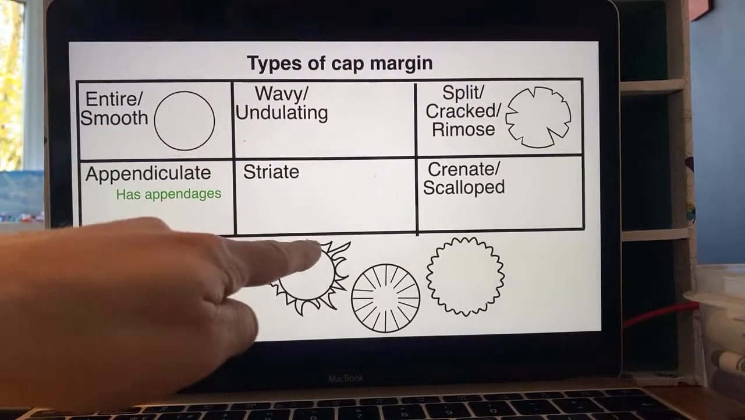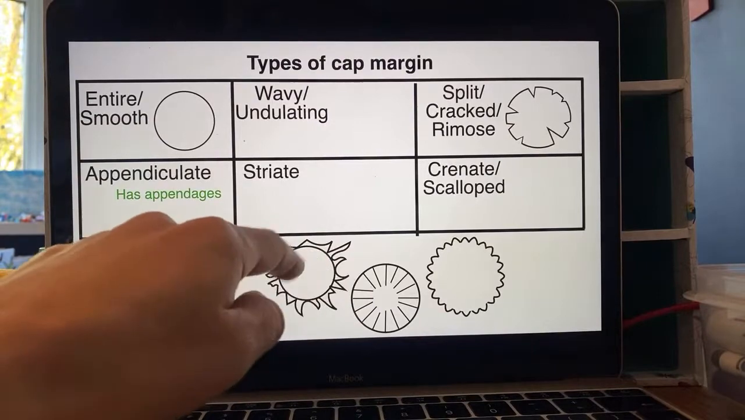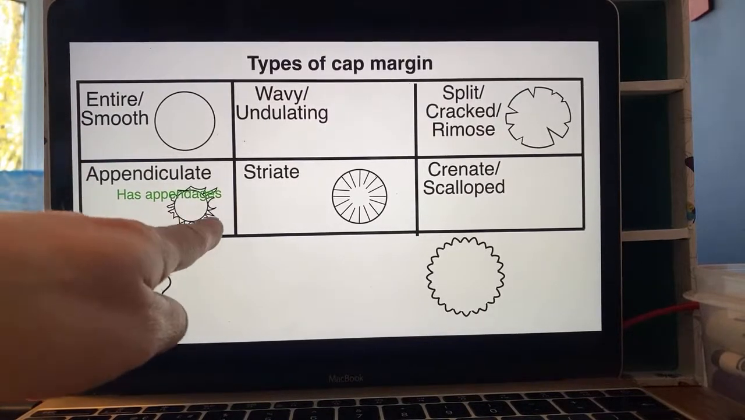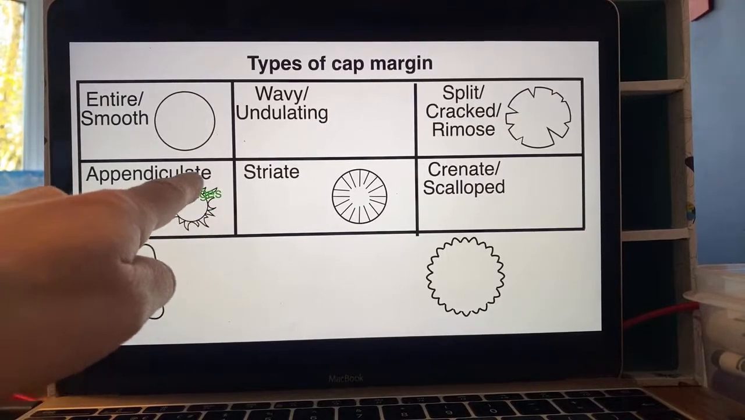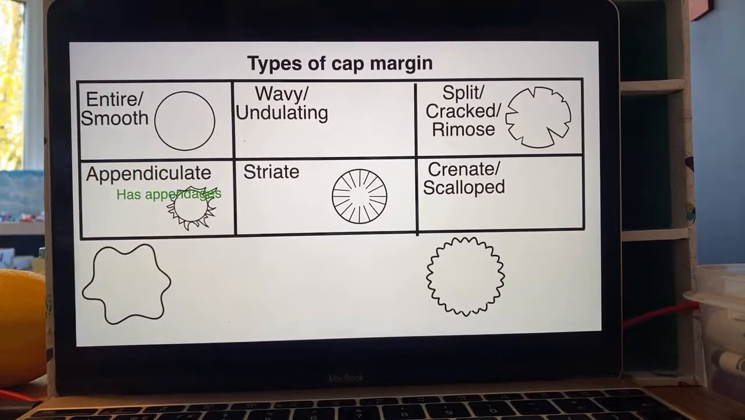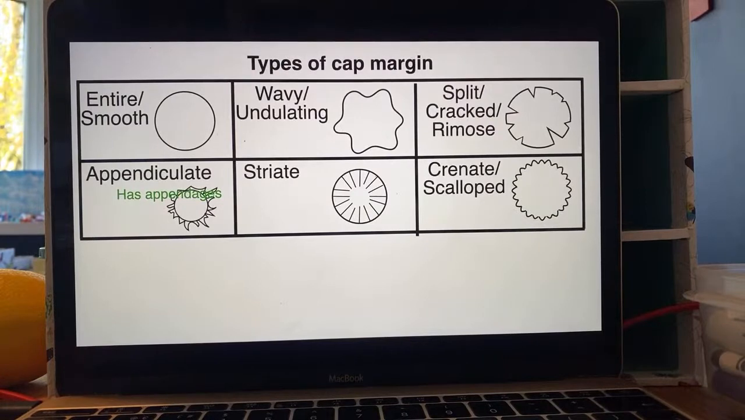Striate, I guess you could have thought that the one that looked like a sun was striate because it had lots of strips hanging off it, but no, the striate one is the one with all the little lines coming inwards. And the one that looks like a sun is the one that's got appendages. That's actually the partial veil, the tissue that was covering the gills to protect them, which is now hanging off. The wavy undulating one looks like a fried egg. And the crenate or scalloped one looks like a posh jam tart edge. There we go. So cap margins are a very, very useful way of identifying mushrooms.